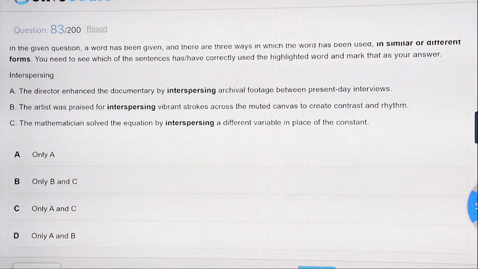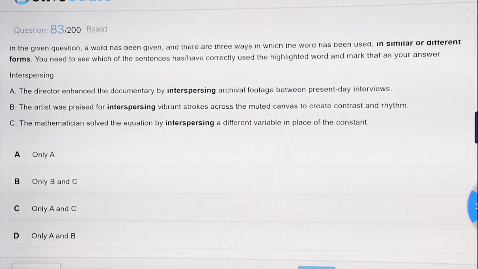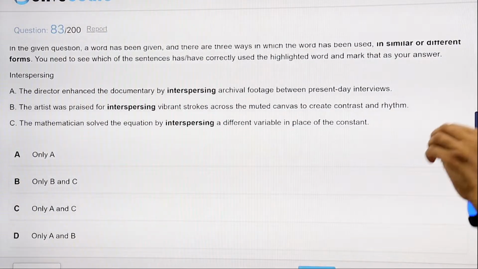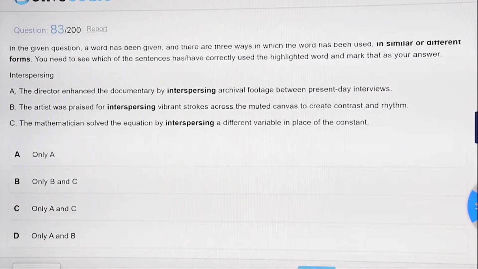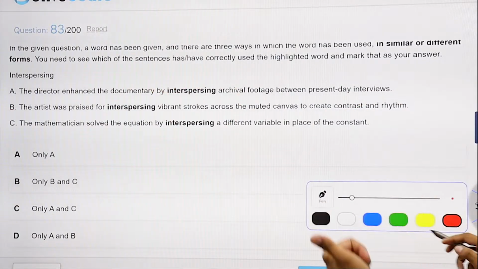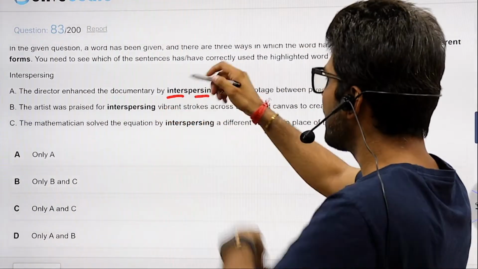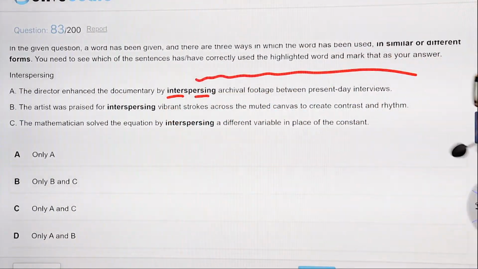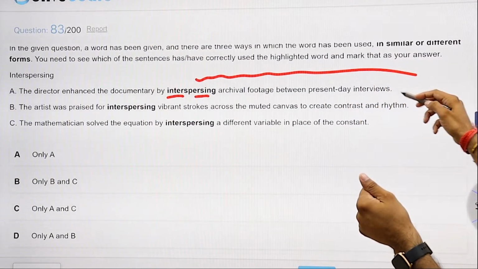This is also the same. Intersperse. Inserting things between at irregular intervals, at different intervals also. Quite the same, I would say. That was to inspire. This is inter, in between. Sperse, scatter. You have to insert things at different intervals. As you can see with the help of examples out there, the director enhanced the documentary by adding footage between the interviews. Perfect.